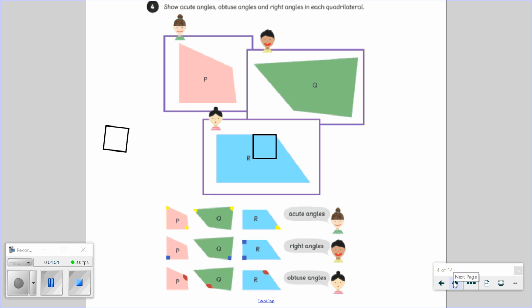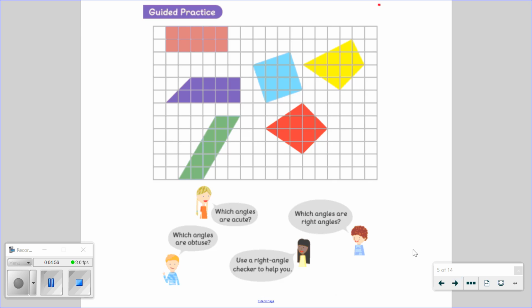So here is the guided practice. You need to find which angles are acute, so that's smaller than a right angle, which angles are obtuse, which is bigger than a right angle, and also find any right angles.